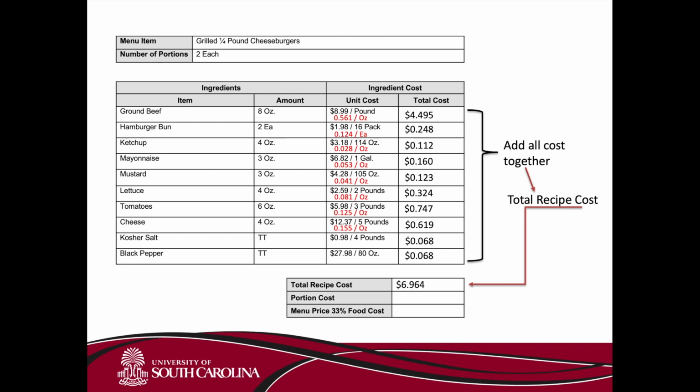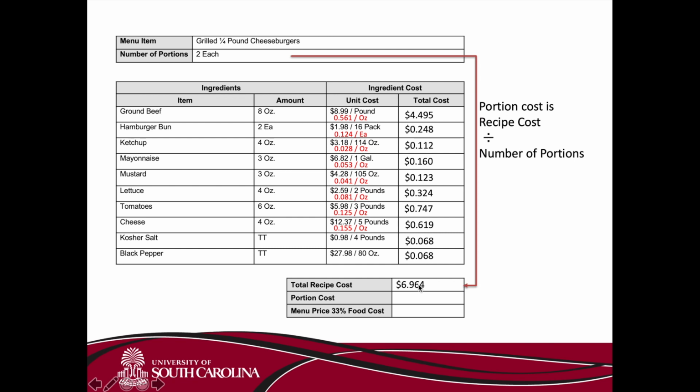Our total recipe cost is $6.96, almost 96.5 cents. Okay, now what we would like to know is the cost for what we're going to serve our customer. This makes two, and we're going to serve them one. So what is one cheeseburger costing?